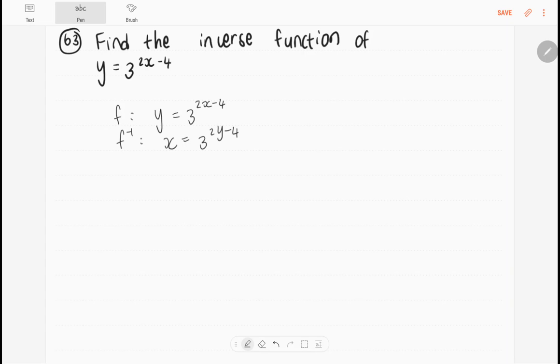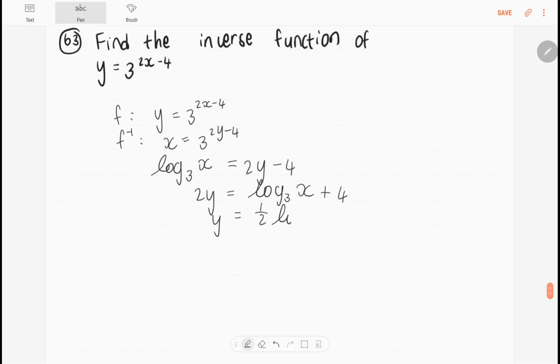So I'm going to say, I know that log base 3 of x equals 2y minus 4. And then I'm just going to say, so therefore we have 2y equals log base 3 of x plus 4. So y equals a half log base 3 of x plus 2. This is the end of this week's video.